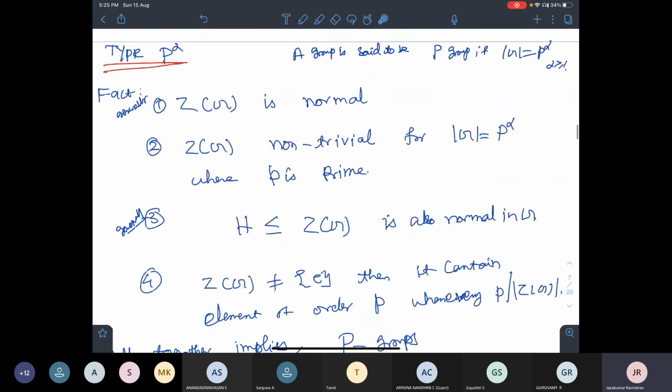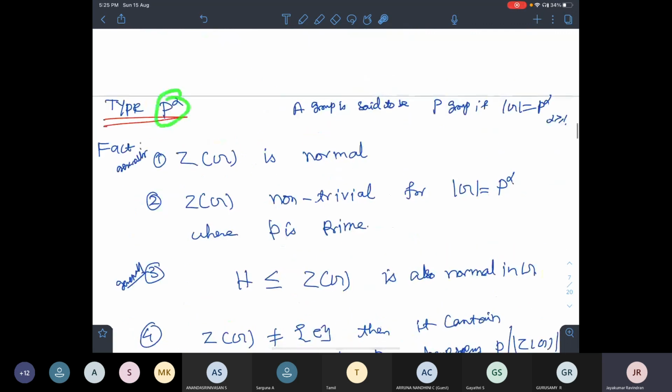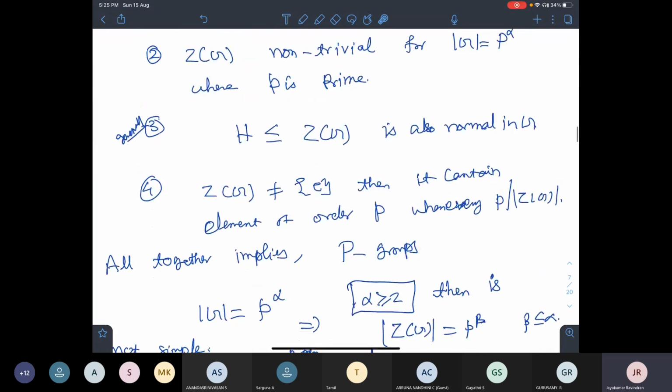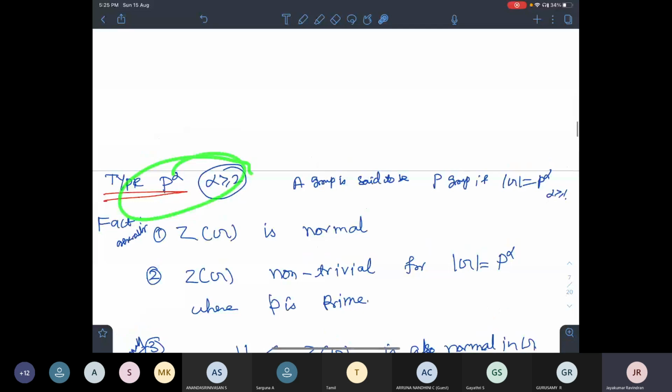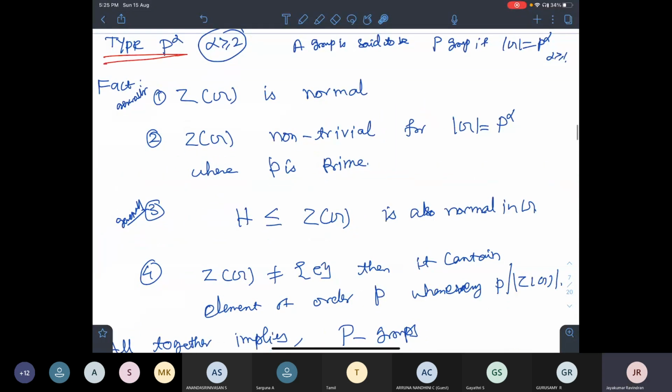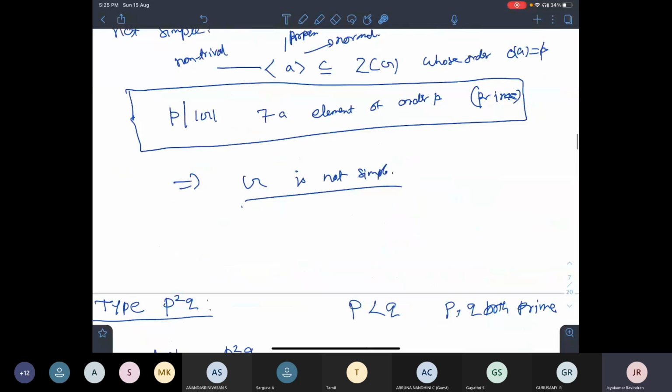So we have proved that whenever the order is p to the alpha, where alpha is greater than or equal to 2, and remember that is very, very important, we have non-simple groups. When alpha equals 1, just p, then that is simple. That is Z_p only. That is simple.